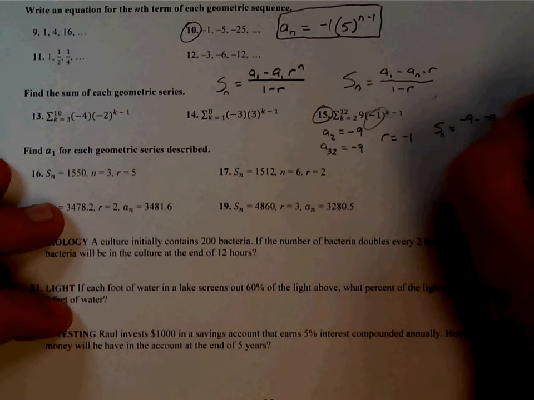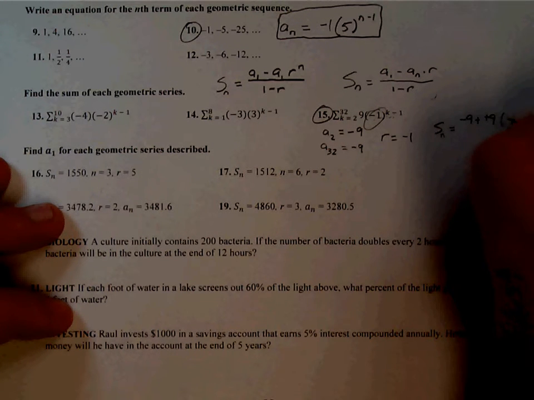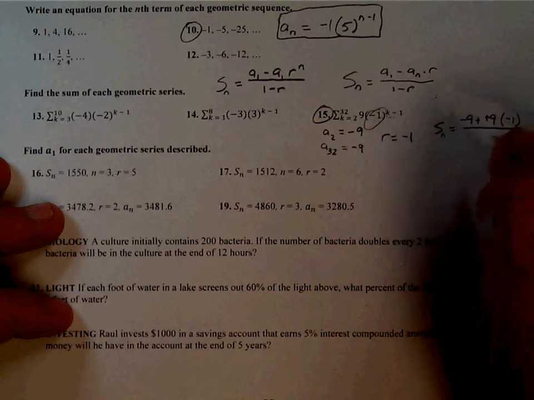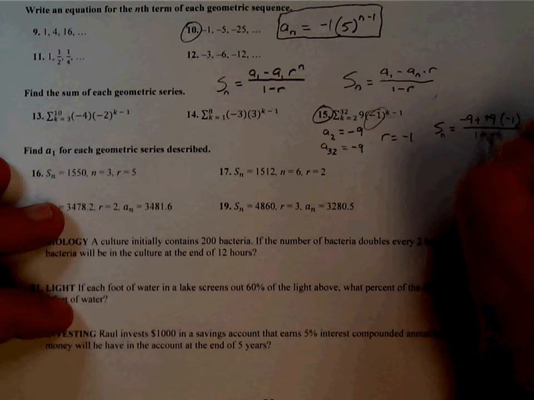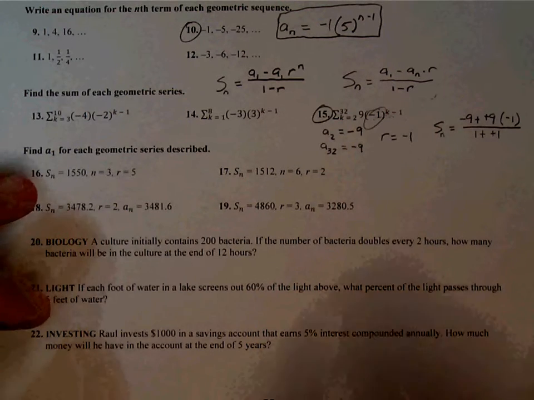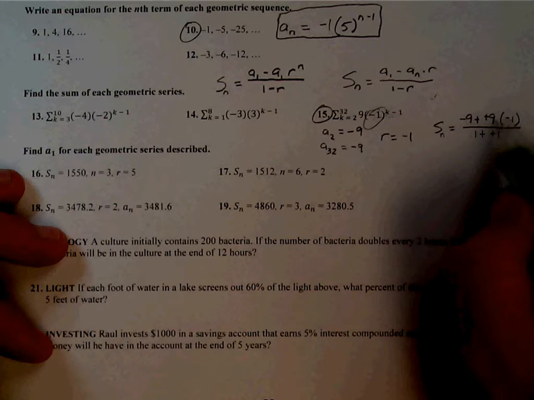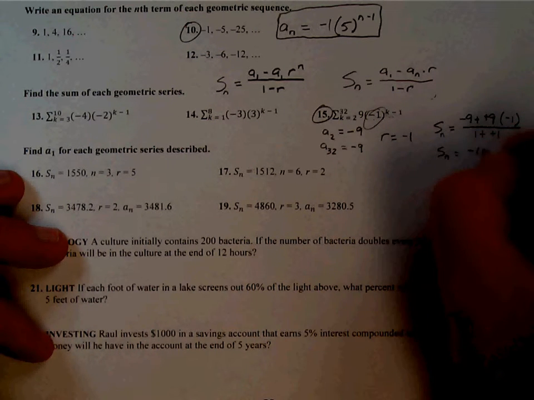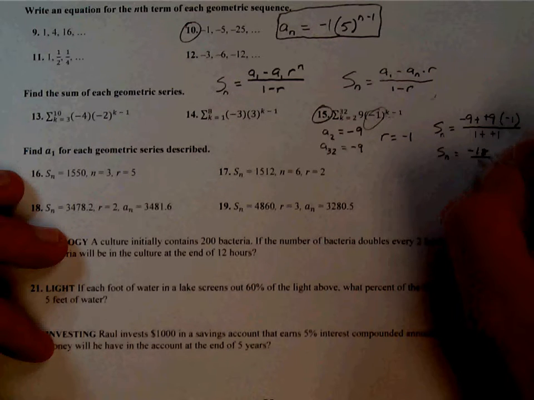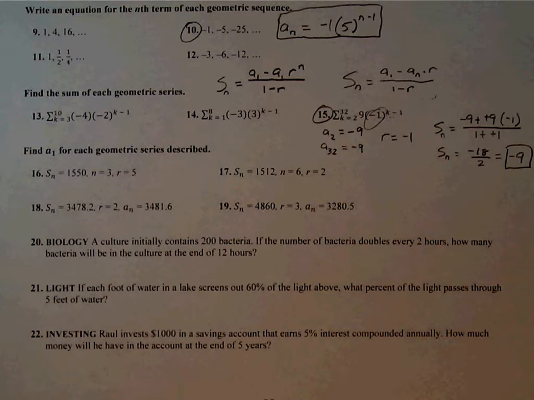Notice the double negatives. I can go ahead and make that positive. Times r, which is negative 1, over 1 minus r, which is negative 1. The double negatives there become positive 1, or 1 plus 1. So it looks like I have a negative 9, and then this ends up being another negative 9. So in total, that's negative 18 up there, over 2, which is negative 9. So that's my sum. Kind of a strange series, like I said, but that's how we would do it.